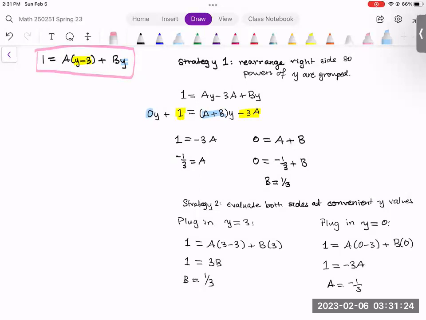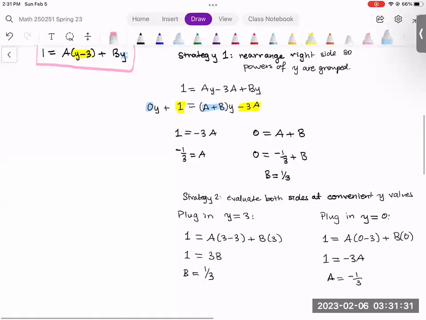Okay, well, whichever strategy we use, we now have a decomposition. We know that 1 is equal to -1/3 times y minus 3 plus 1/3 times y.